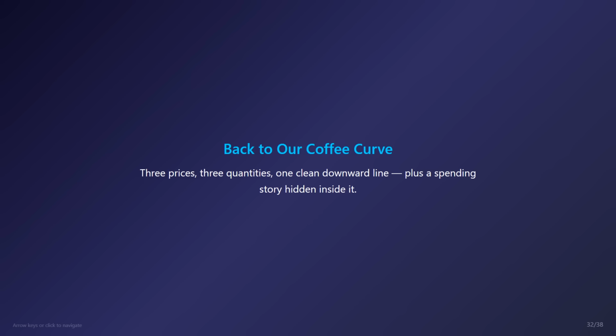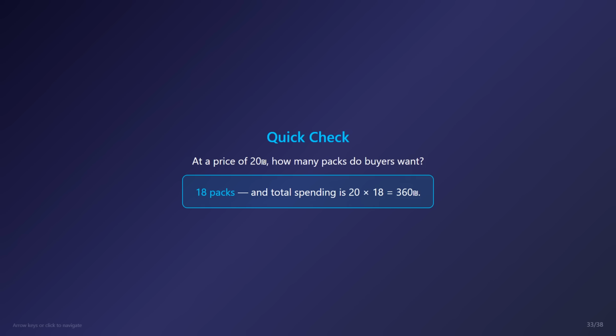So come back to our coffee curve. 3 prices, 3 quantities, 1 clean downward-sloping line. And hidden inside it, a spending story that rises and then falls as the price comes down. Let's do a quick check. At a price of 20 shekels, how many packs do buyers want? Reading the schedule, 18 packs. And their total spending is 20 times 18, which is 360 shekels.